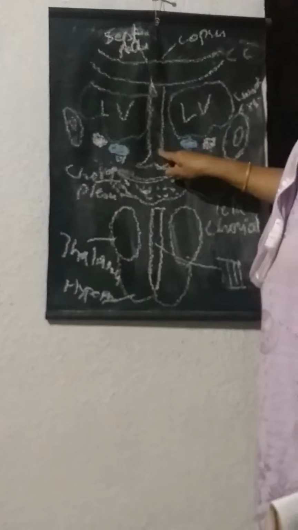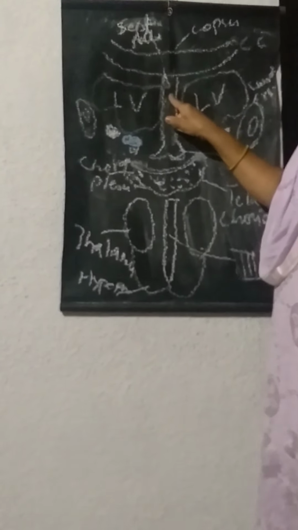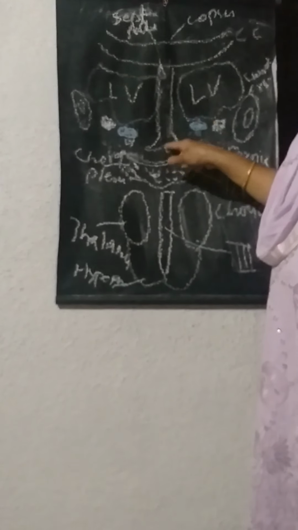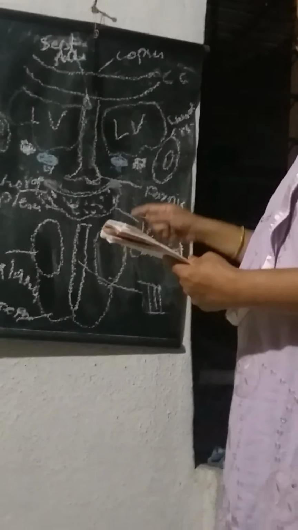The medial part is formed by the septum pellucidum and the fornix. So these are the boundaries of the central part of the lateral ventricle. Got it?